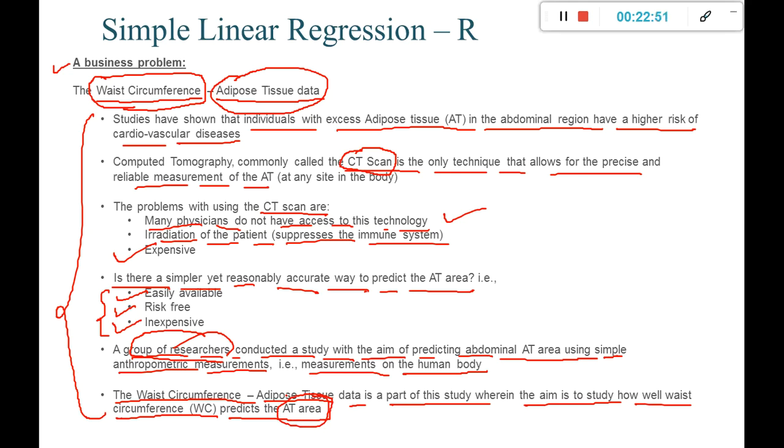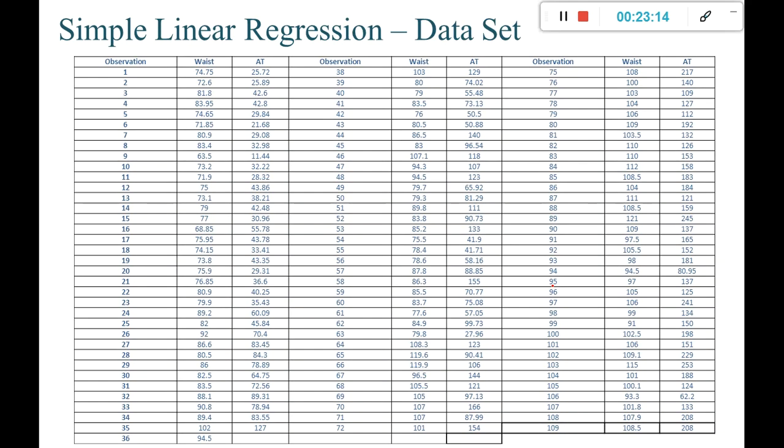So the thing over here is, when we are talking about regression, when we are talking about the scatter diagram, the only thing which we want, when we are talking about linear regression, is that if the waist circumference is more, then the adipose tissue area has to be more. This is what we are trying to find out, from this data.